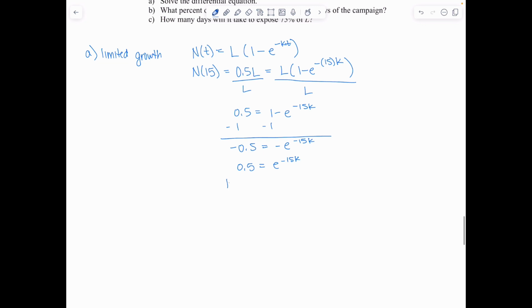Now we can take the natural log. Natural log and e take care of each other. So we have natural log of 0.5 equals negative 15k. We'll divide by that negative 15. So k is going to give us 0.046. So our solution, N of t equals L times 1 minus e to the negative 0.046 t.